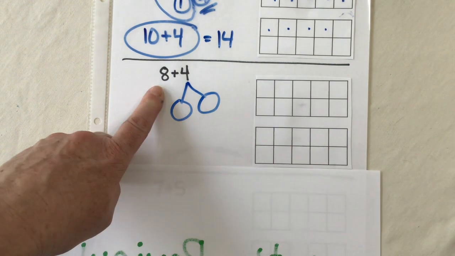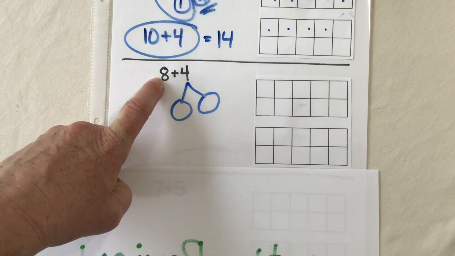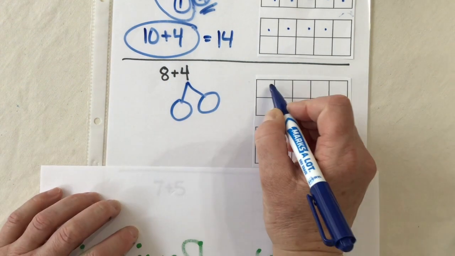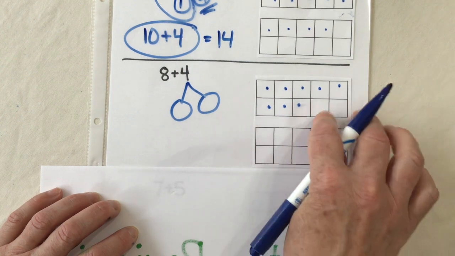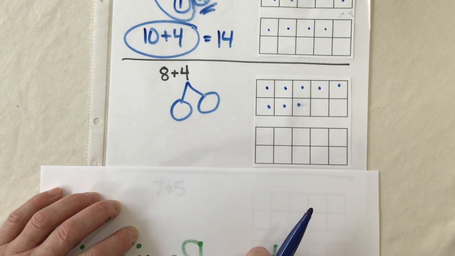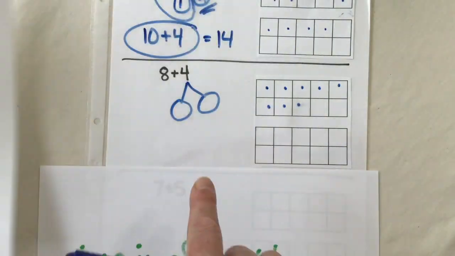But the very first step for me is to think, what does 8 need to make a 10? I know 8, 1, 2, 3, 4, 5, 6, 7, 8. 8 is 2 away from 10. 8 needs 2 to make a 10. 8 plus 2 equals 10.